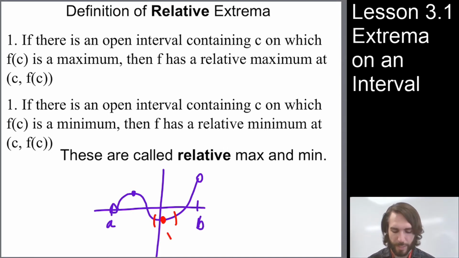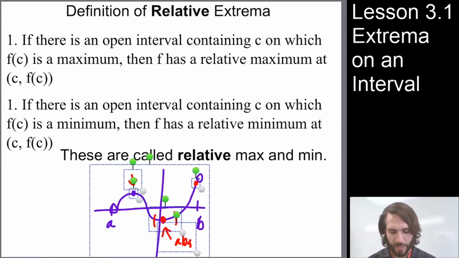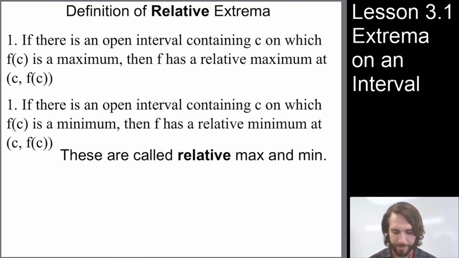This is actually, the way I drew this, an absolute max or minimum, I mean. But this relative maximum is not the highest value of the graph overall, but it is locally higher than all the other points around it. So we can have these relative extrema as well. So relative maxes and relative mins.